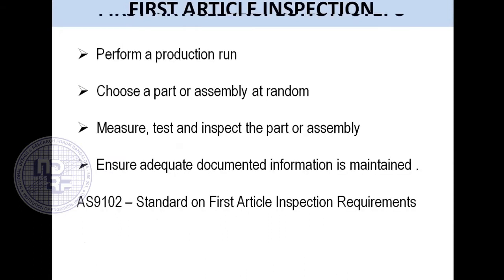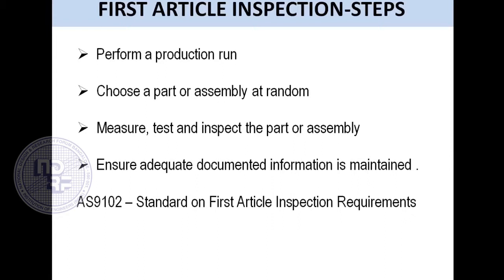So how is first article inspection done? The first production run is made, and a few parts are taken at random, and these parts are checked, measured, tested, and inspected as the documentation says. And then once this is done, proper documentation is made so that in the future, whenever we encounter any problems, we can always go back and find out what mistake we made in the first article, and necessary corrective action can be taken.